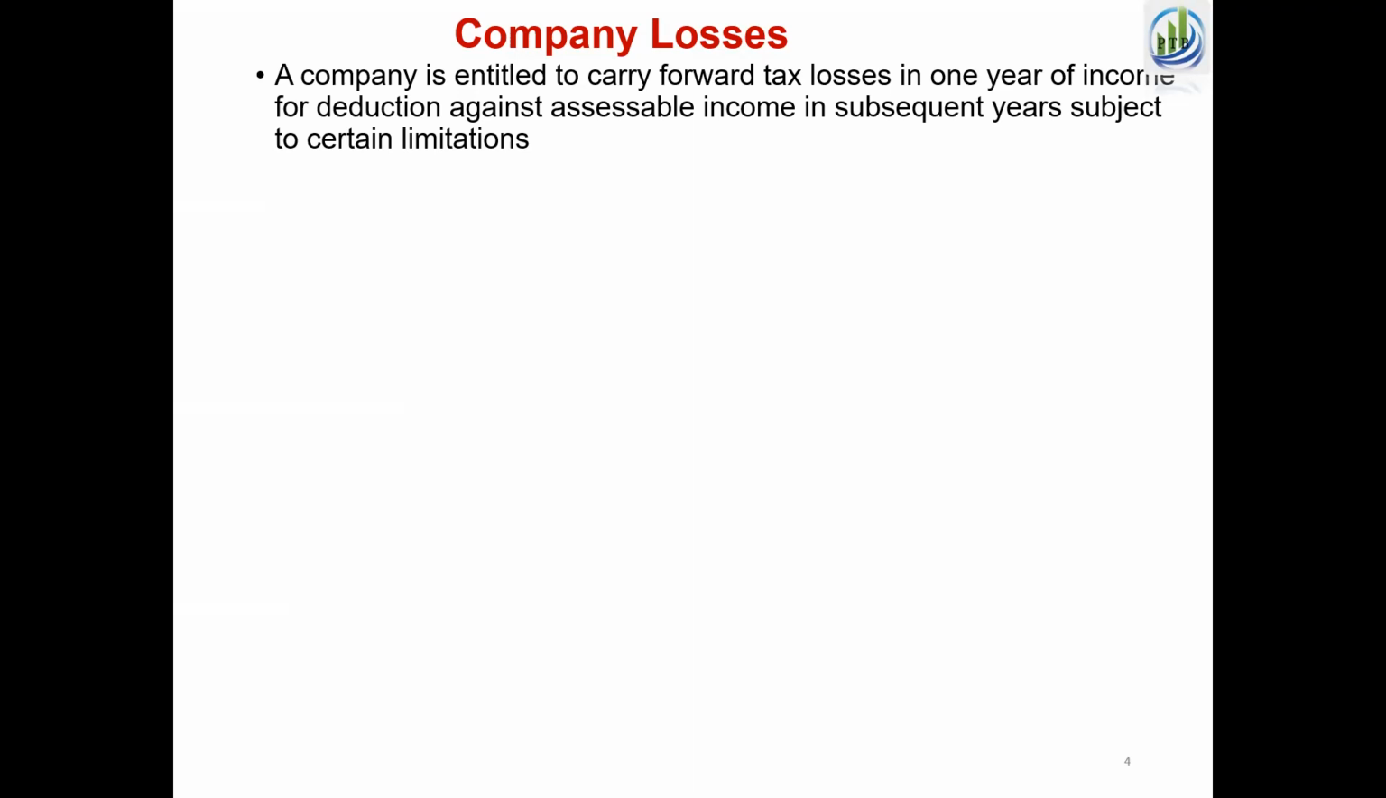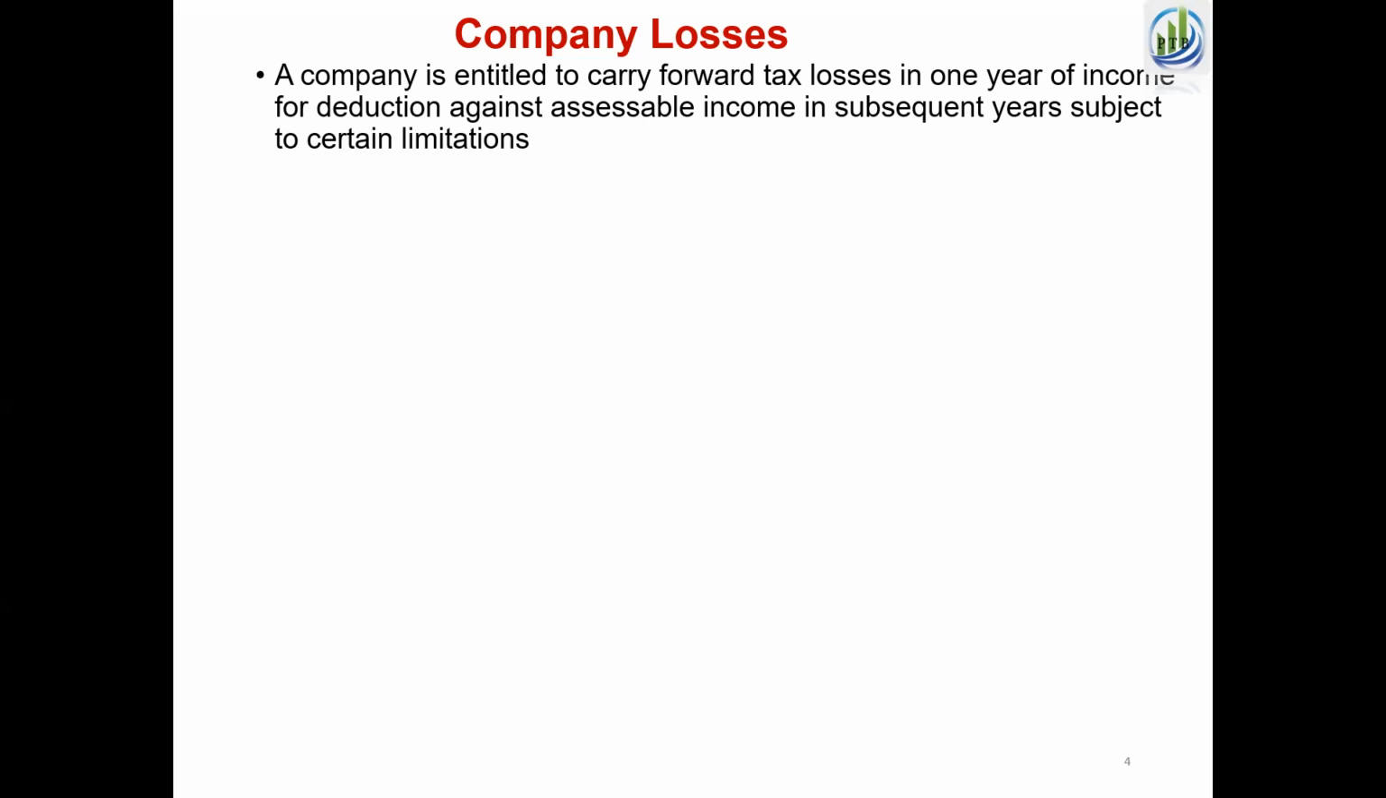However, a company has a different rule. A company can carry forward losses from one year of income and deduct them against assessable income in a subsequent year, with certain limitations. So what I'm saying is, a company can also carry forward that loss to the future. However, a company can decide when they want to offset against assessable income, but individuals cannot decide. You must offset against the first available assessable income, but a company can carry forward and whenever they decide, they can say, yes, I'm going to offset now. They can offset and pay less tax.